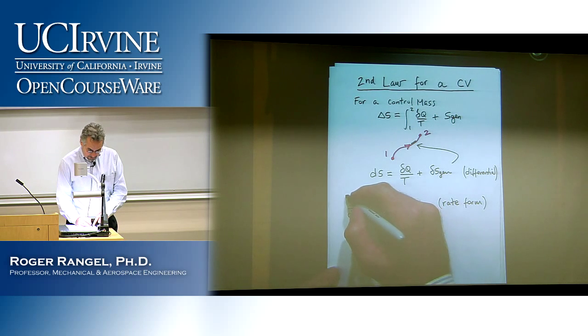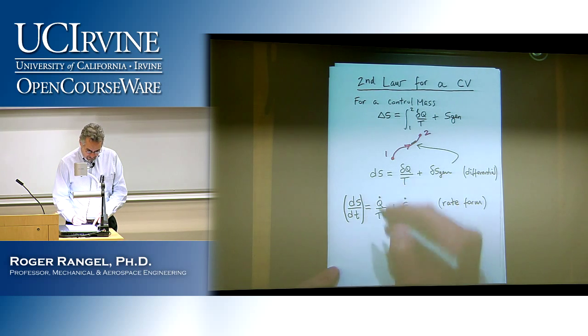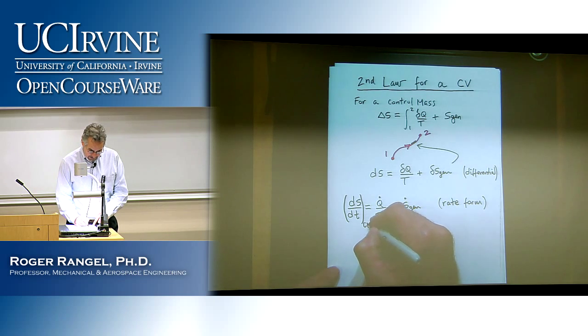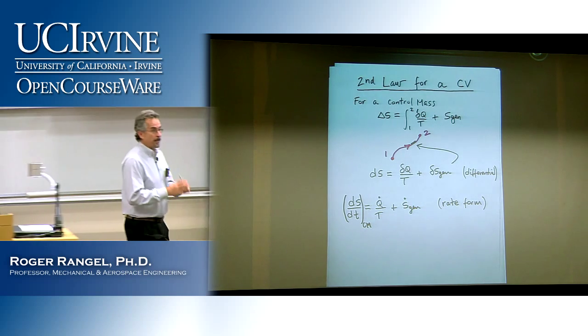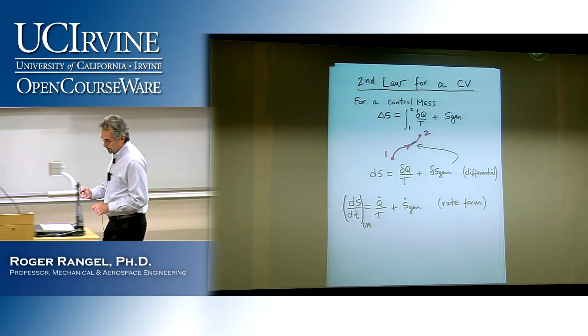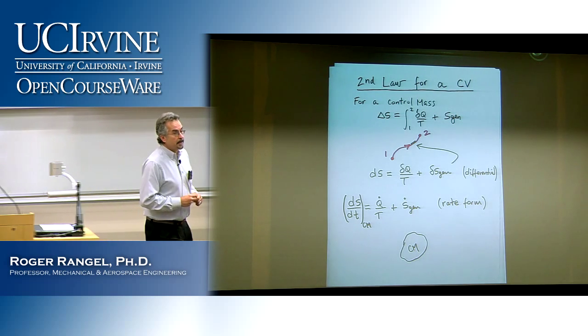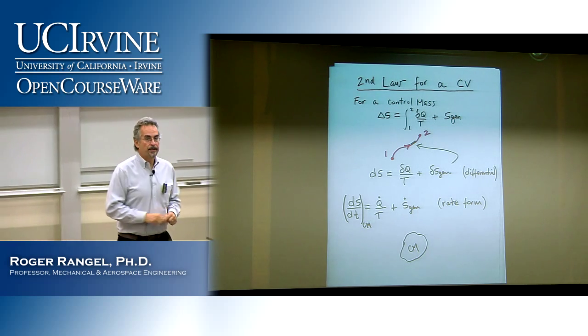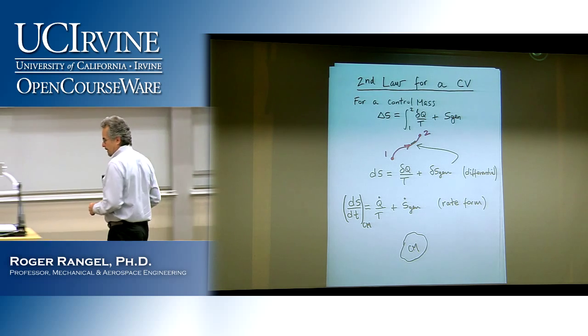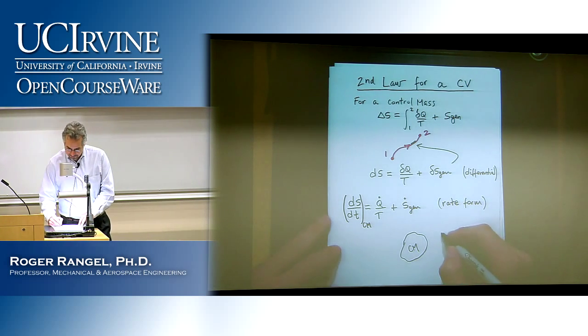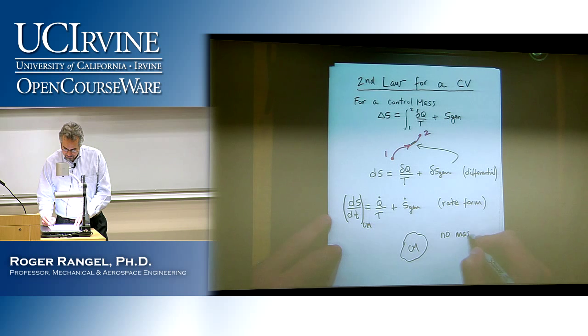In fact, to make sure that we don't get confused, we can put here CM, so that we're applying this to a system that looks like that, where there is no mass crossing the boundary. Make a note there. Control mass, no mass crossing boundary.